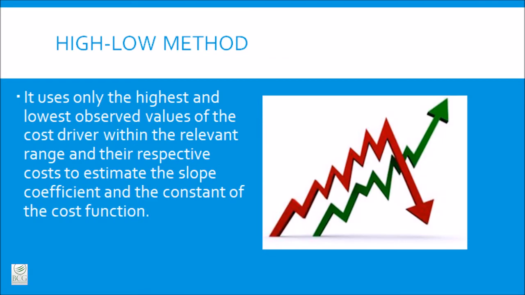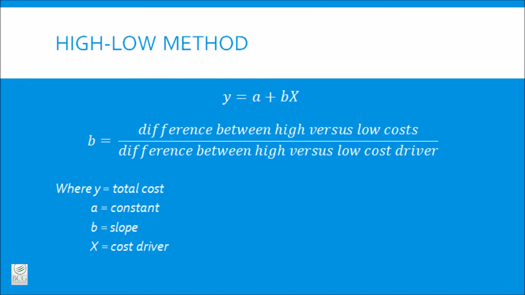Now the third one is the high-low method. It uses only the highest and lowest observed values of the cost driver within the relevant range and the respective costs to estimate the slope coefficient and the constant of the cost function. Simply put, we only consider the highest values and the lowest values in this method. Now the formula is presented here.